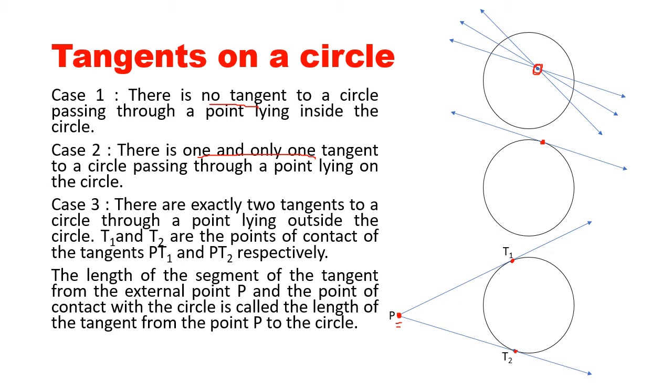Now T1 here is the point of contact, T2 is the point of contact, PT1 is the length of the tangent and PT2 is also the length of the tangent. So what is the length of the tangent? It is the distance from the external point P to the point of contact. So from P to T1, the point of contact, this is the length of the tangent. P to T2 is also called the length of the tangent. Now we'll see a rule regarding the length of the tangent.